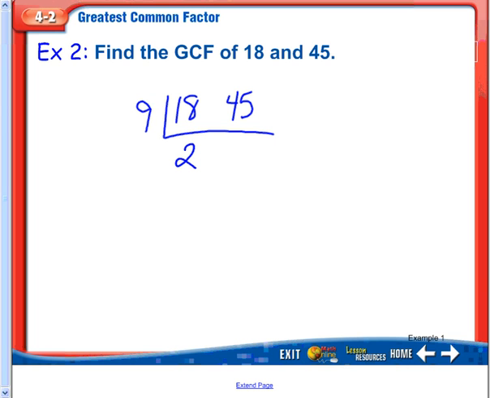9 goes into 18 2 times. 9 goes into 45 5 times. Since both of these numbers are prime, I am done, and the greatest common factor of 18 and 45 is on the left-hand side of the L method, and I only have one number, so that number is 9.